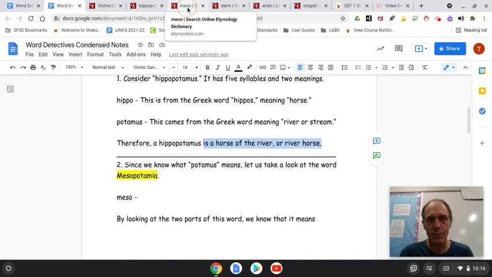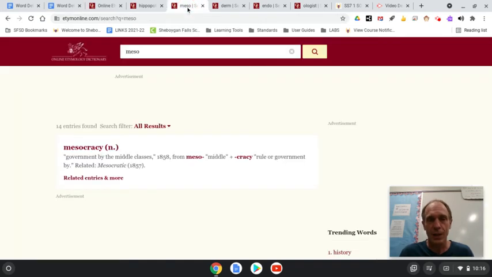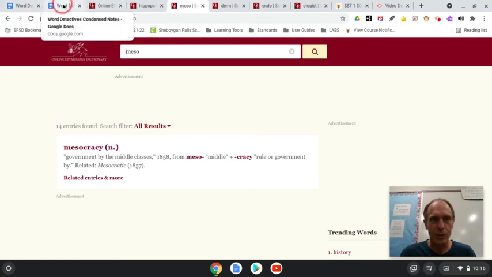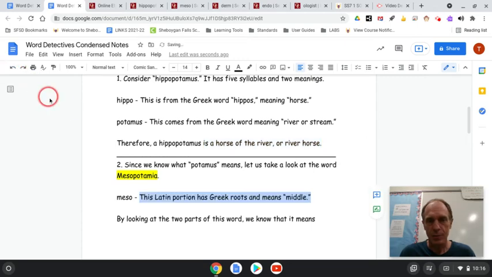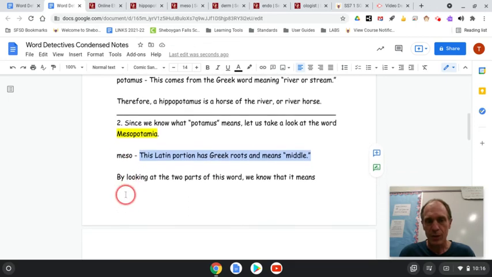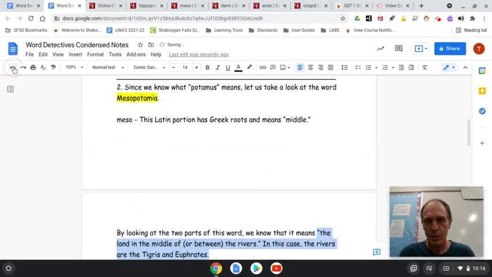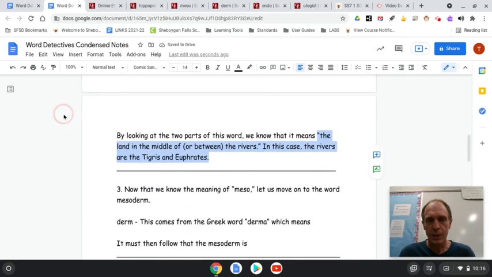So if we go back to etymology online and you type in meso, you would find here, looking at one of the words, mesocracy, it says middle. So if we go back to our notes again, meso. This Latin portion has Greek roots and means middle. And by looking at the two parts of this word, we know that it means the land in the middle of or between the rivers. In this case, the rivers are the Tigris and Euphrates.